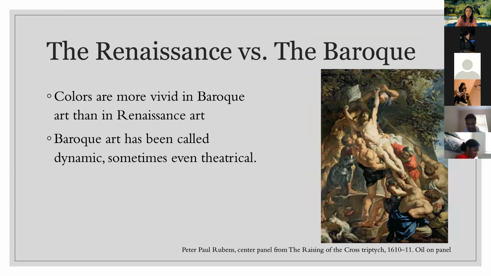The colors are more vivid in Baroque art than in Renaissance, with greater contrast between colors and between light and dark. Baroque art has been called dynamic, sometimes even theatrical. In architecture and sculpture, where the Renaissance sought a classic simplicity, the Baroque favored ornamentation as rich and complex as possible. So let's compare the Renaissance and the Baroque art styles.